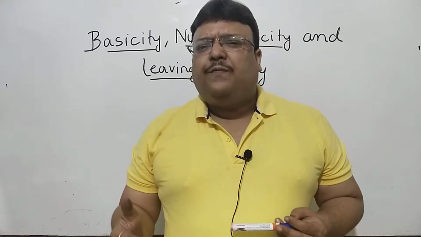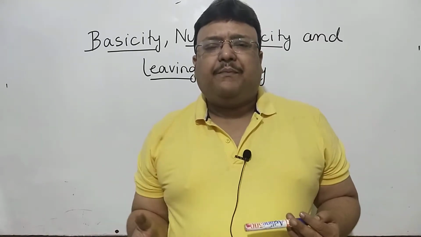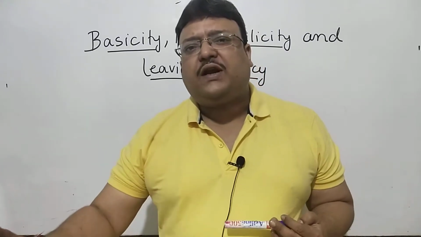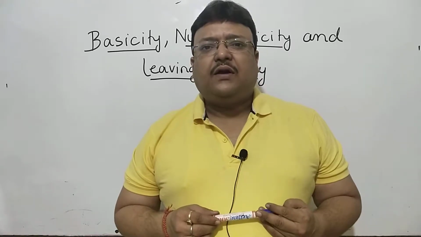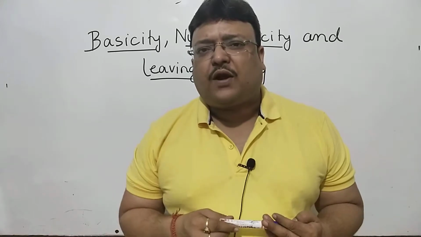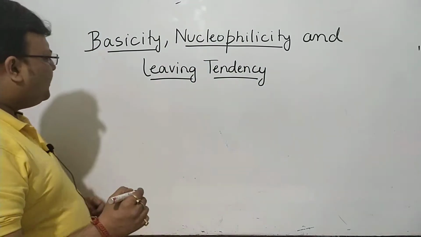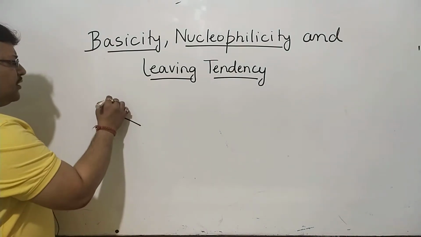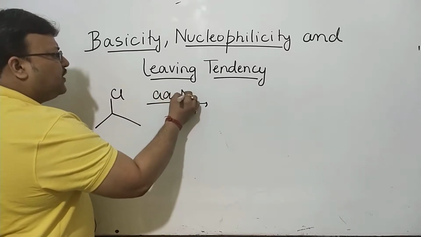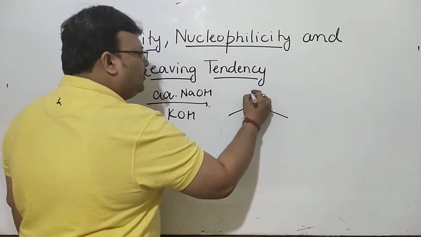We'll want to begin with two very popular examples which I might have told you in the past as well, but because we are going to take up substitution and elimination reactions in far more details in the upcoming classes, it's important to recall, revisit some ideas which we might have spoken about in the past. And these two very common examples, all of us know about a halide reacting with aqueous NaOH or KOH, producing an alcohol.